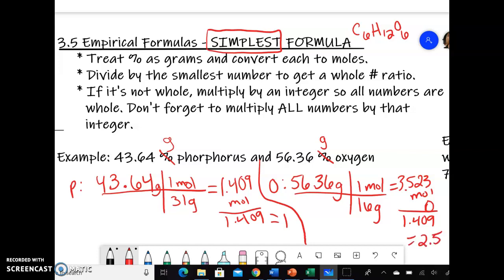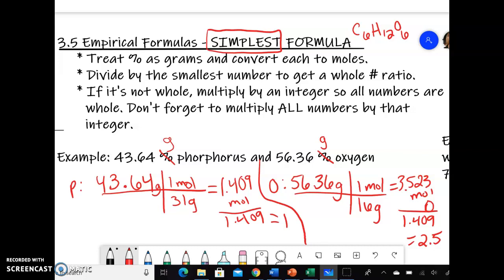And now the problem here is a lot of people will try to round that, but because we're trying to find ratios, 2.5 is not close enough to round. If it was 2.99, yeah, you could round that to 3. Or if it was 1.001, you can round that down to 1. But something that's in the middle, like 0.5, is not close enough to round.